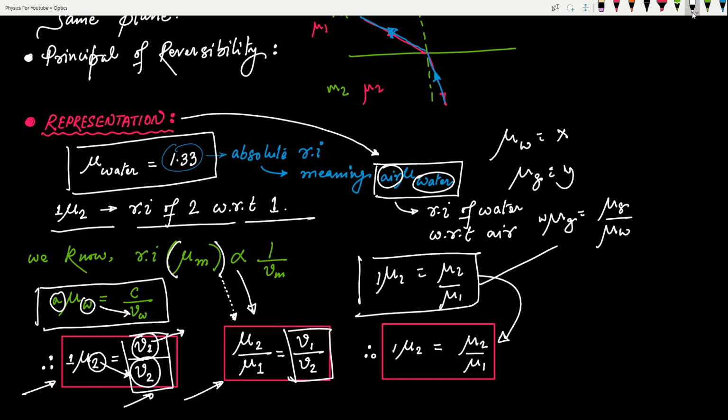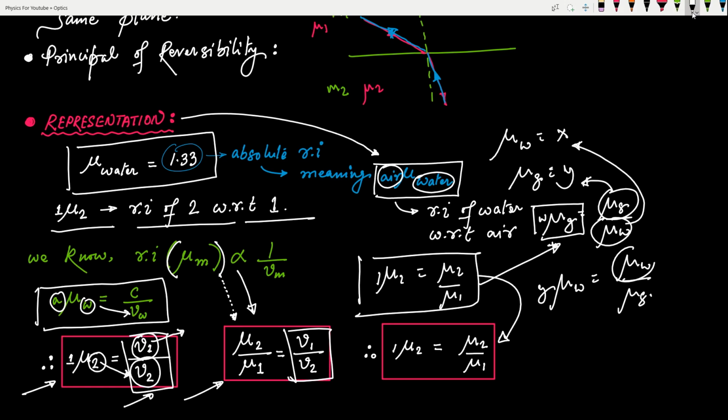How? From this concept, because mu 2 1 is equal to mu2 by mu1. Now mu g is the refractive index of glass with respect to air and it's given as y, and the refractive index of water with respect to air is given as x. So you can easily find out the refractive index of glass with respect to water, or the refractive index of water with respect to glass can be found out by mu w by mu g, where this is with respect to air, this is with respect to air. So this concept is very important. Okay, I hope the concept is clear.